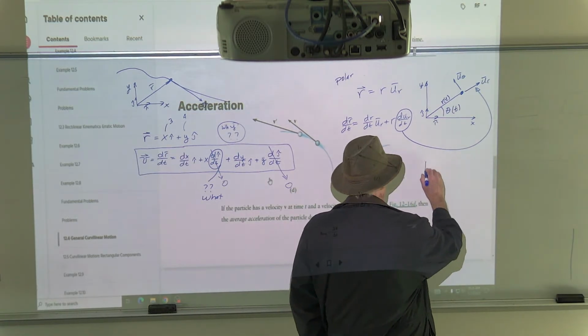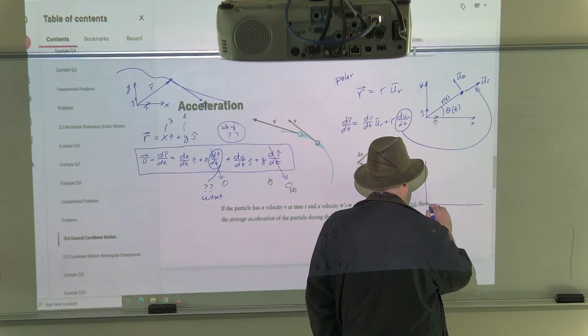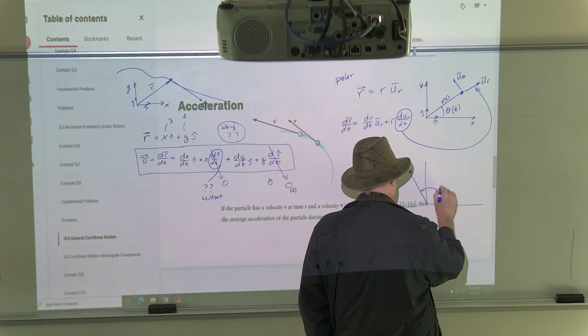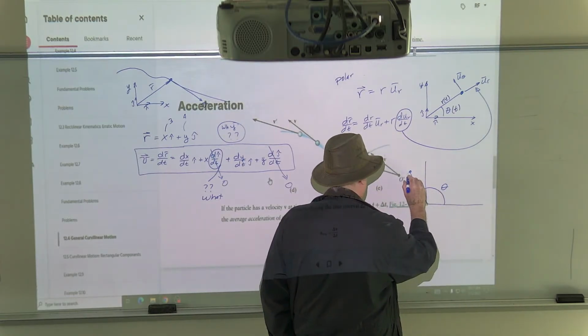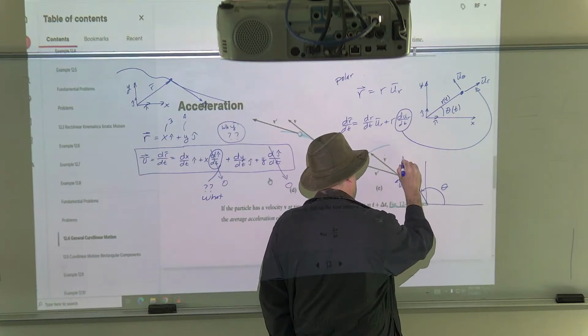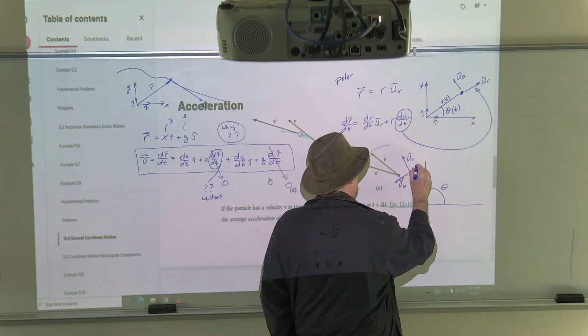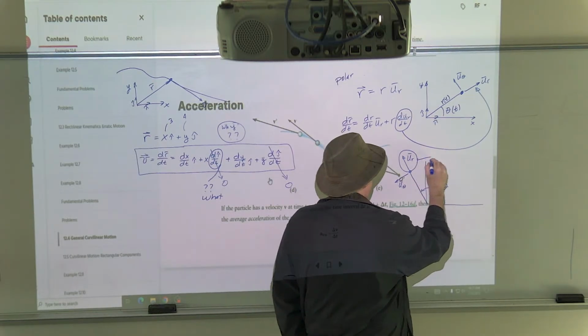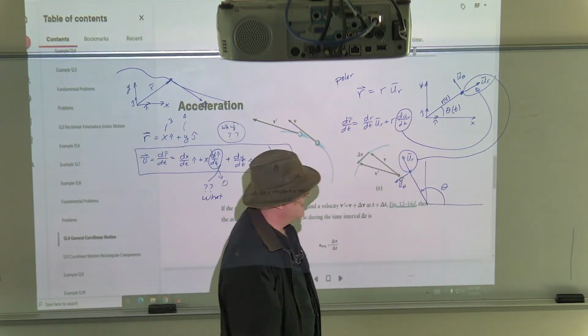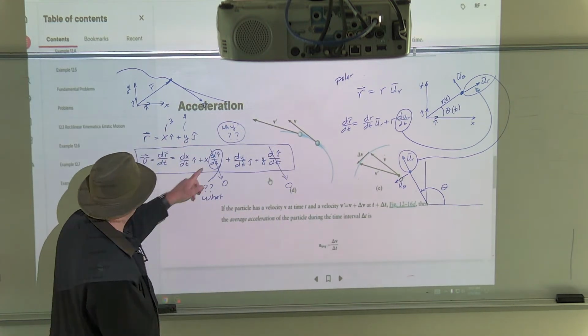But guess what? Say maybe 10 seconds later, it's over here. And there's theta, and guess what? There's U theta, and there's UR. So in fact, this vector did not change in length, but it did change in direction. And because of that, that's why he talks about these.